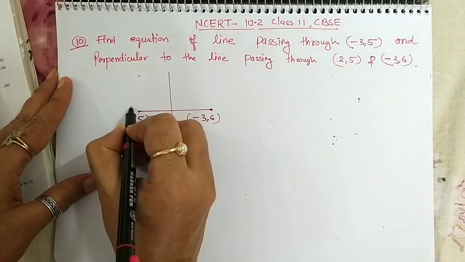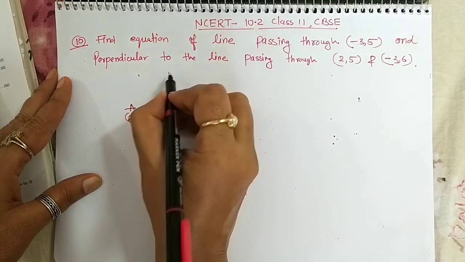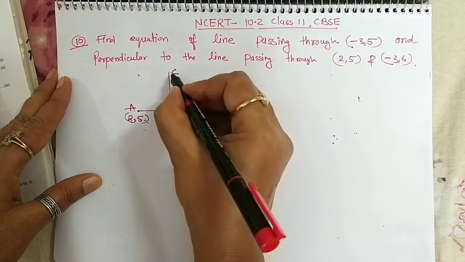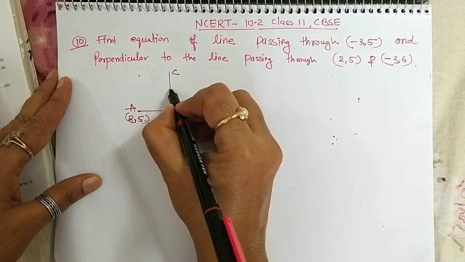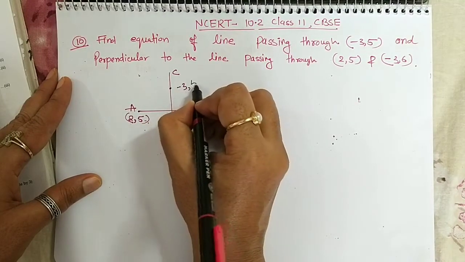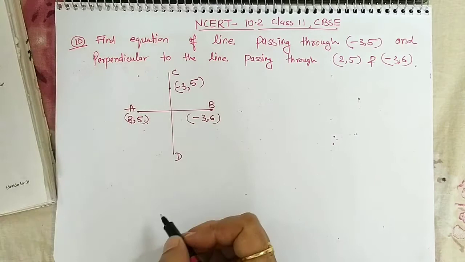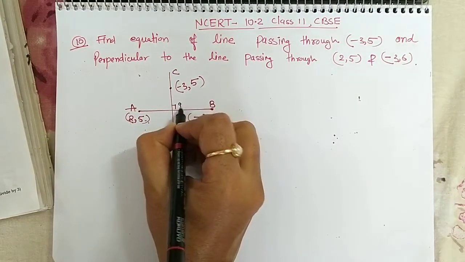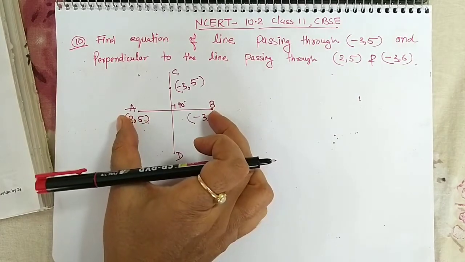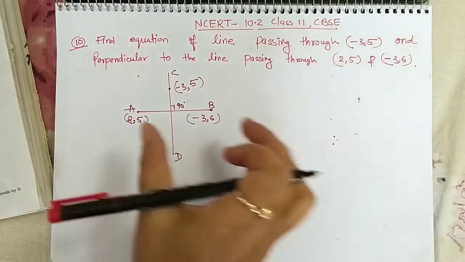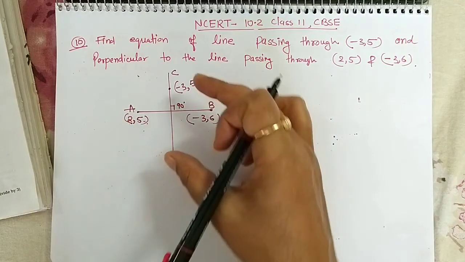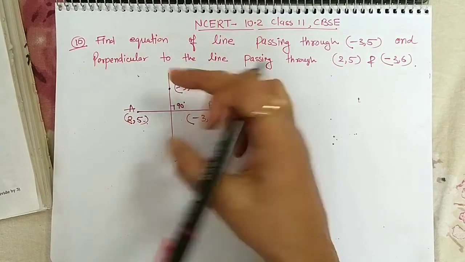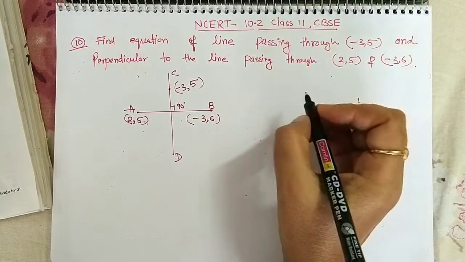We have to find the equation of a line which passes through this point and is perpendicular to this line. So this was the original line AB, and we are interested to find the equation of CD which is passing through some point, say -3, 5. The information that they have given is it is perpendicular to line AB. So that means indirectly they have provided us the slope of line CD. I will show you how.